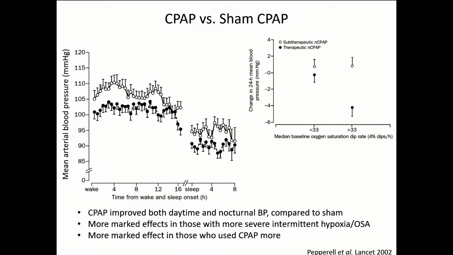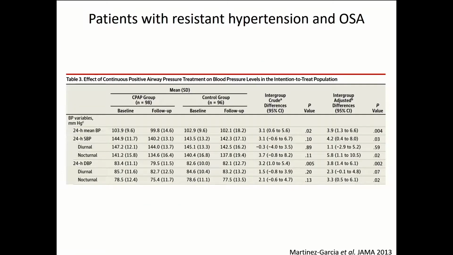This has now been looked at in several meta-analyses, and overall the effect of CPAP on blood pressure is about a 2 millimeters of mercury reduction in blood pressure. I put this slide up because there are some patients who perhaps might get more of a response to CPAP in terms of blood pressure.